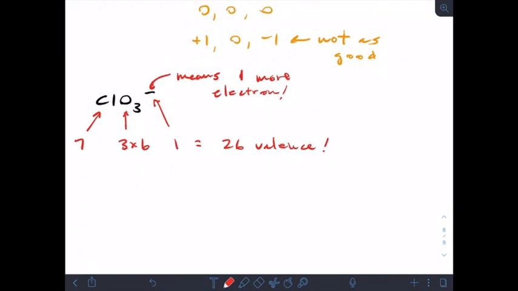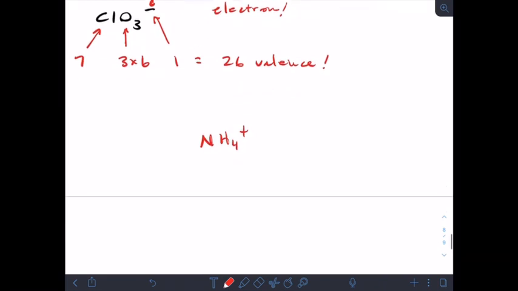Okay? Now, if you have a positive ion, let's look at an example for that. Ammonium. So if I'm positive, I'm going to subtract an electron. So I'll have 5 for the nitrogen, 4 times 1 for the hydrogens, and subtract 1 for the positive charge. Okay? So, little tricky thing, but you need to pay attention to that. If you have an ion, this is important.